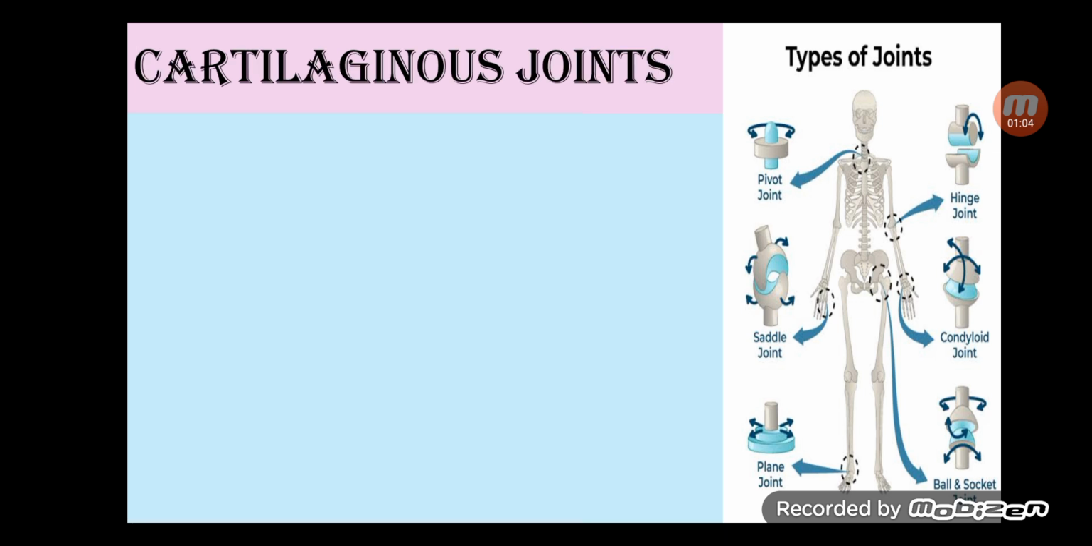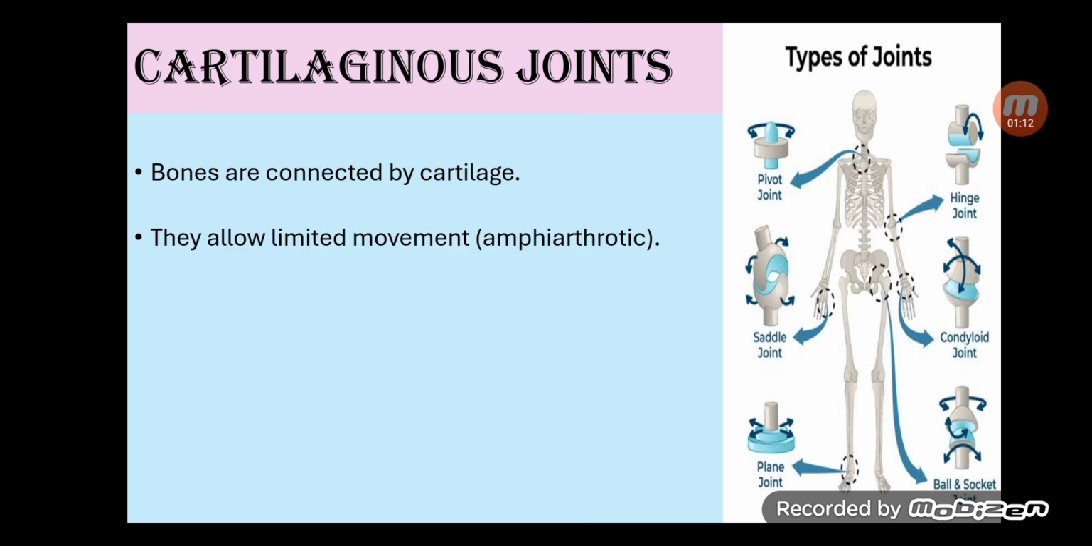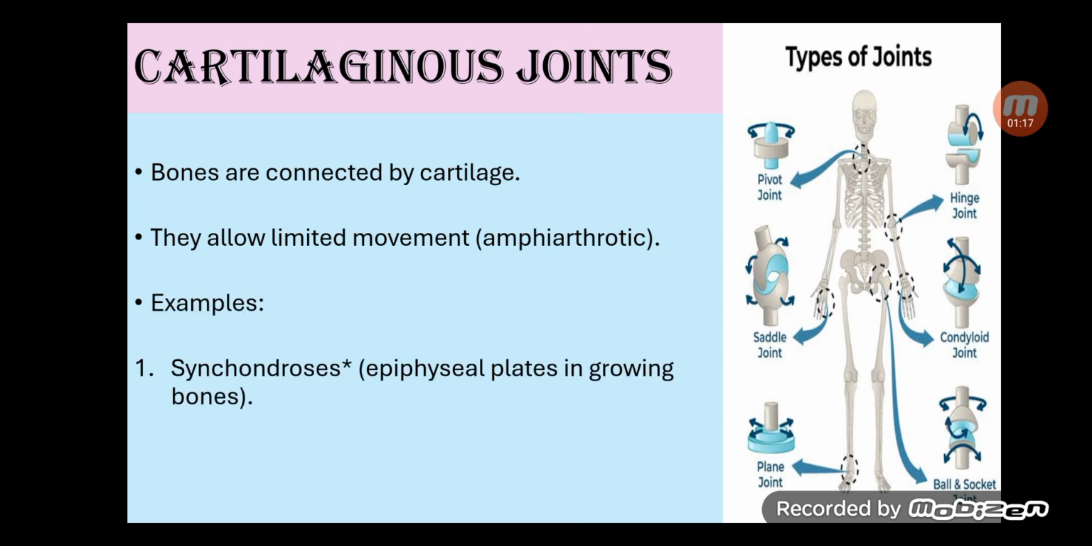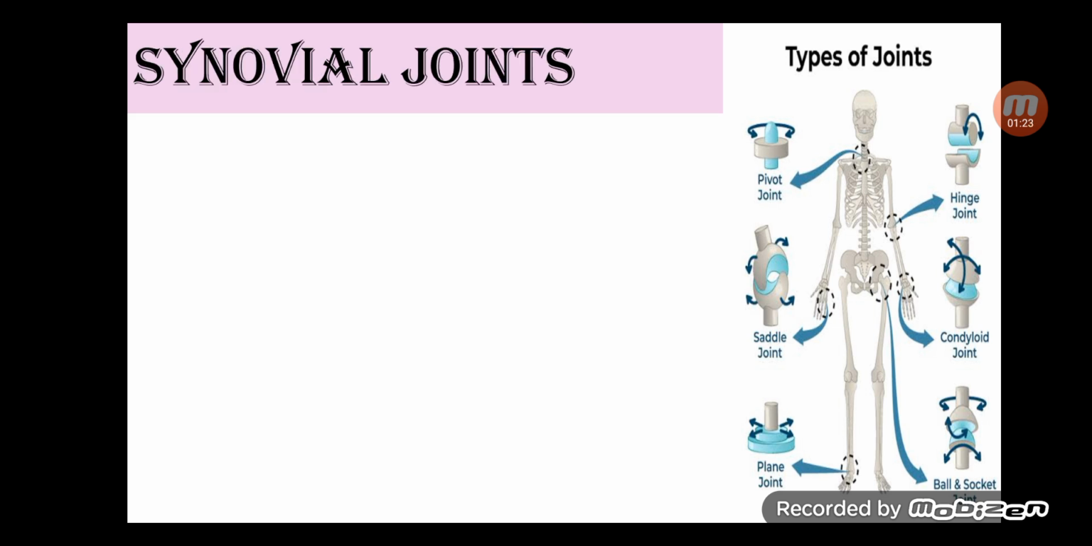Now let's talk about the cartilaginous joint. When bones are connected by cartilage, the joint is called a cartilaginous joint. They allow limited movement, amphiarthrotic. Examples of them include synchondrosis, that is epiphyseal plates in growing bones, and symphysis, that is pubic symphysis.